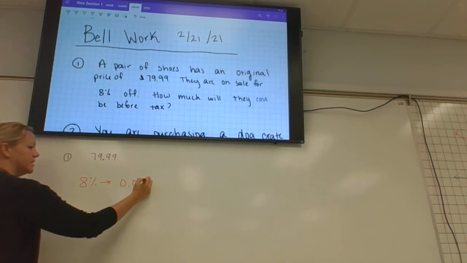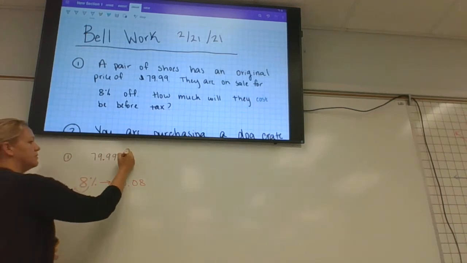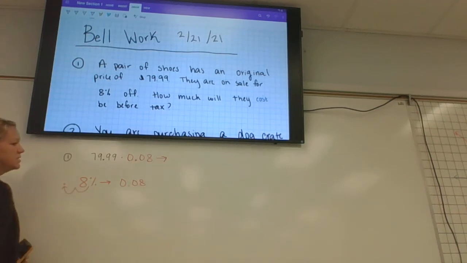8% is the same as 0.08, because when you go from percent to decimal, you go 2 places over. No, it's not 63. So we'll do the original times 0.08. That's 6.3.